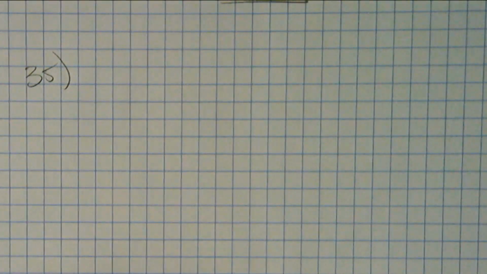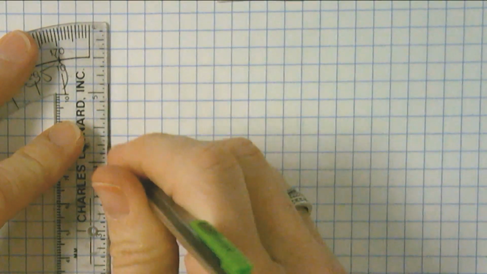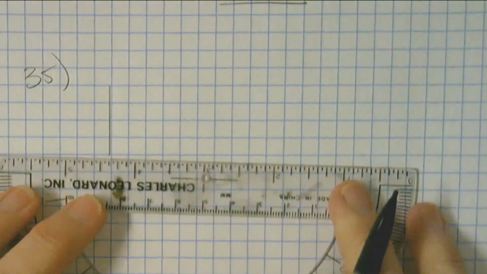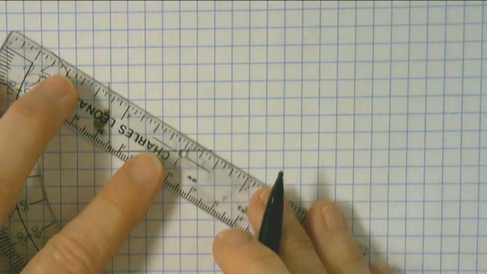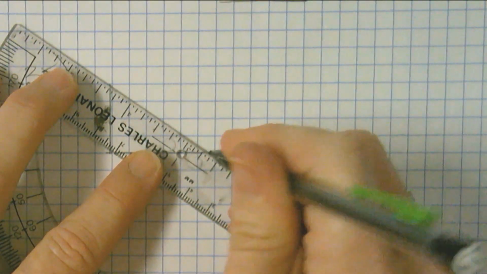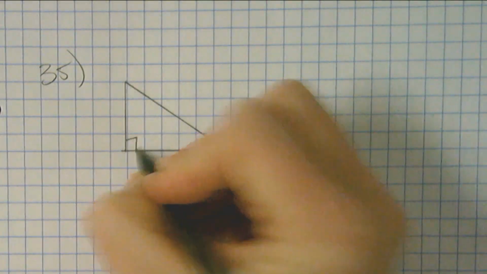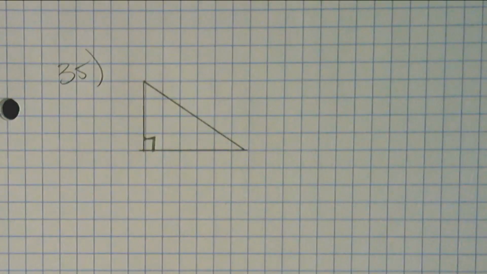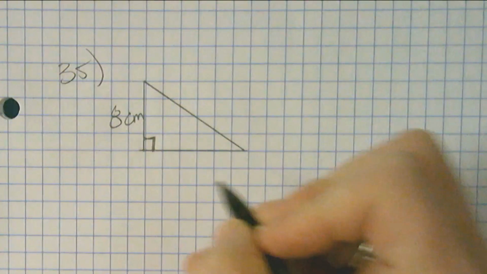All right. So if I take a look at number 35, they give us the shape. You guys, I do want you using rulers, please. That kind of, again, is like a no-brainer for me. All right, so here's my triangle. They tell us it's a right triangle. So my height is 8 centimeters.